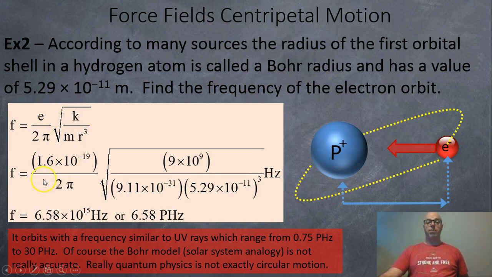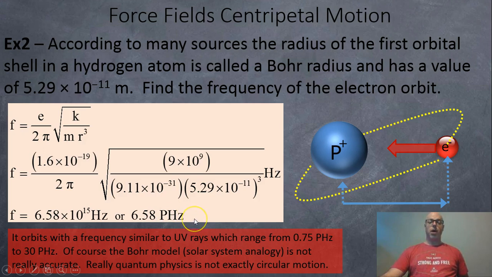So for a hydrogen atom, the elementary charge is 1.6 times 10 to the negative 19 coulombs over 2 pi. The constant is 9 times 10 to the 9. The mass of an electron is 9.11 times 10 to the negative 31 kilograms. And the Bohr radius is 5.29 times 10 to the negative 11 meters, which we're going to cube. And so we get this frequency, 6.58 times 10 to the 15 hertz, or 6.58 petahertz.